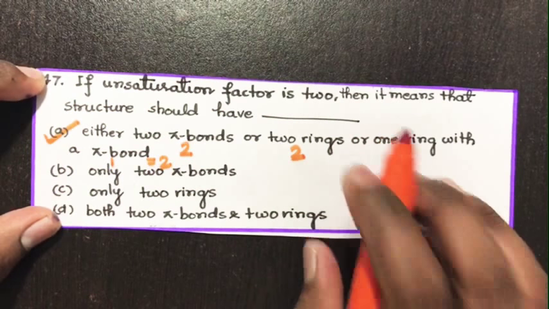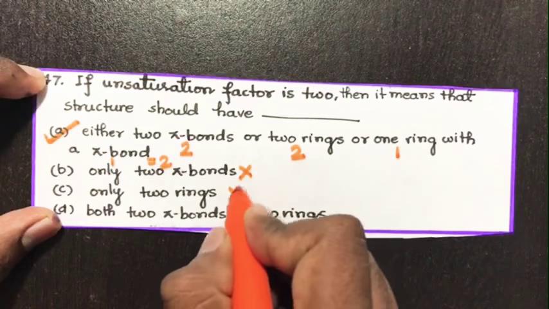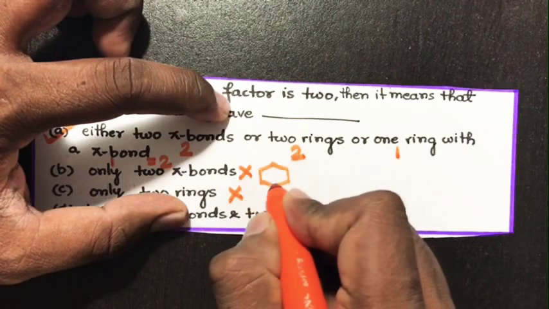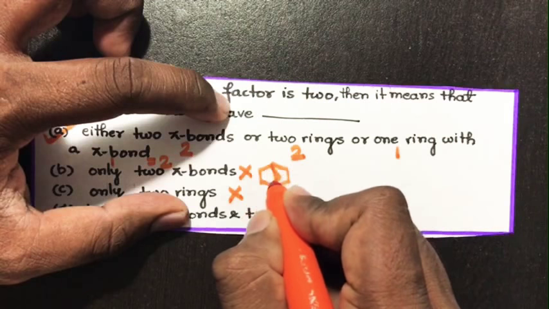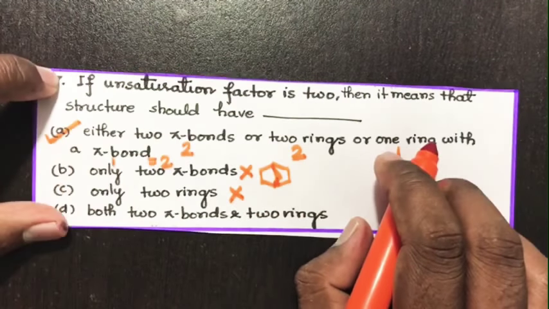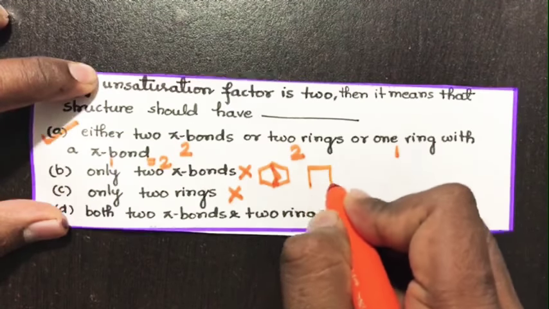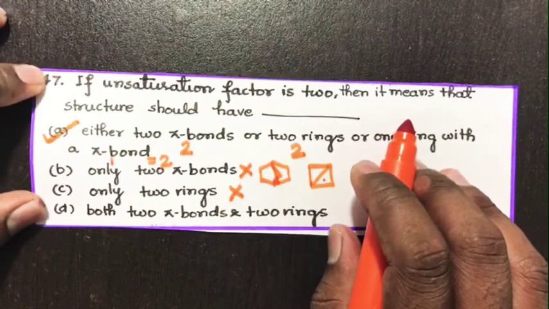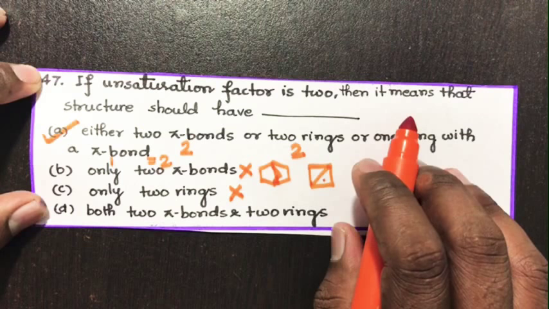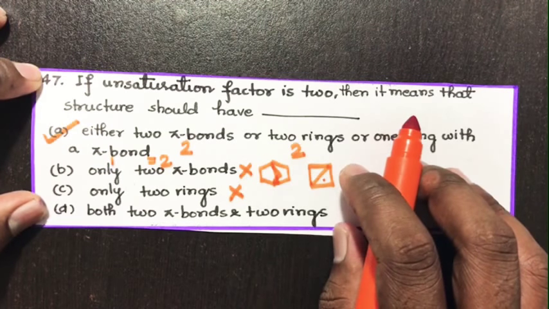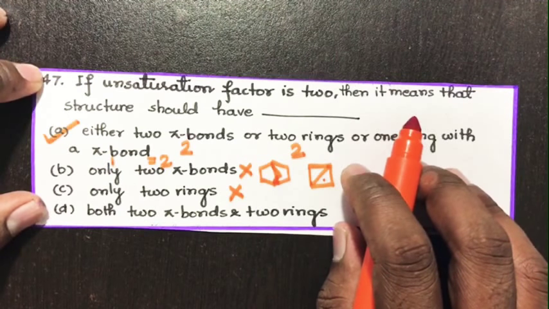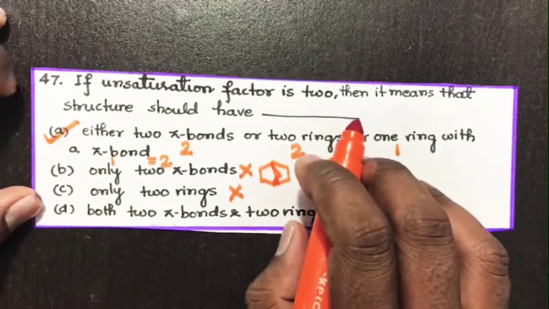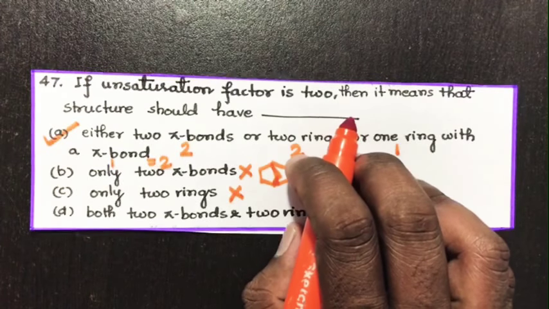Only 2 pi bonds? No. Only 2 rings? No, because it also has a du of 2, but there is no pi bond. So du equal to 2 does not mean that it has only 2 rings. It may have 2 pi bonds also, and 1 pi bond and 1 ring also. So option A is the correct one in this case.